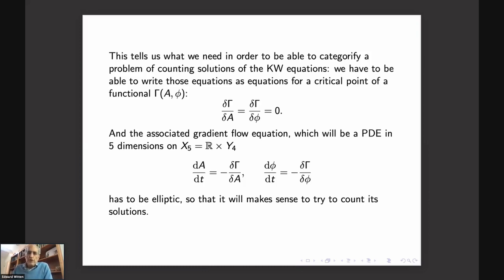So we're actually asking for a lot, because a generic equation isn't going to be a gradient flow equation. Sorry, a generic PDE will not have this form. And even if it did, these equations will generically not be elliptic, and it won't make much sense to try to count these solutions.